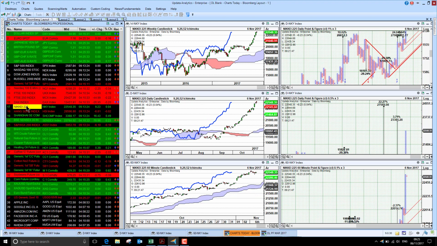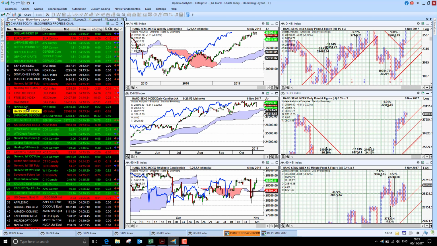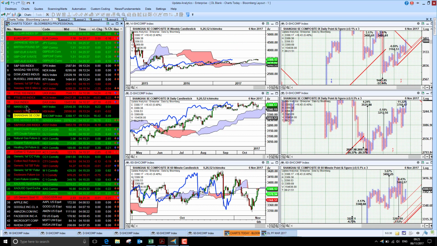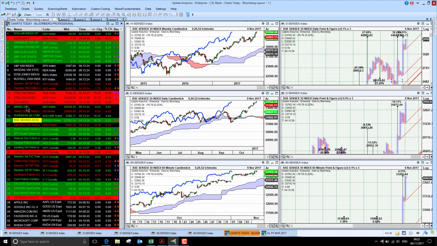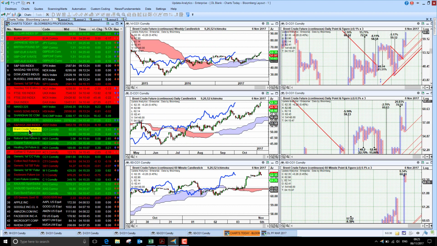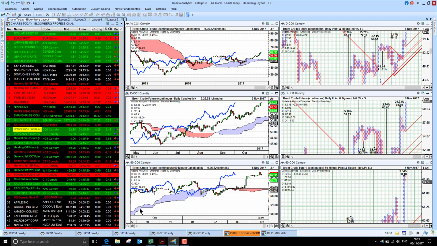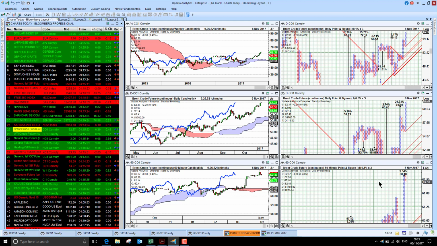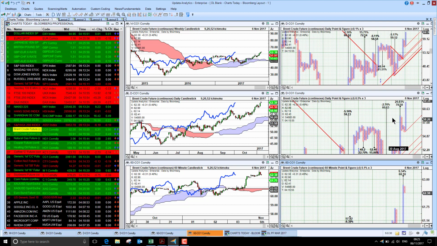Nikkei looking bullish, Hang Seng is holding bullish above the cloud, the Shanghai local market is just getting back above the cloud as well, and the Indian market continues to look really strong. The Australian market is pretty flat. And if we look at Brent crude, we're now at $62.35, so we're into the 60s. Brent is looking considerably stronger here. We've got upside targets of 20% on the medium-term chart.